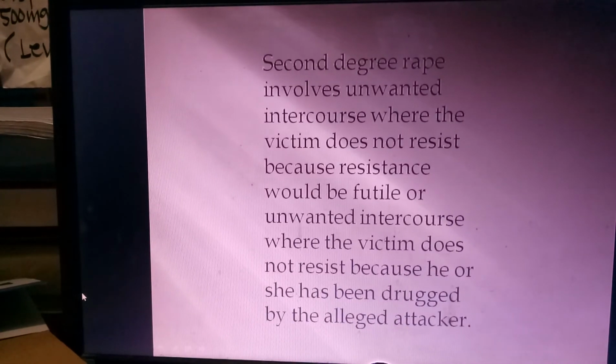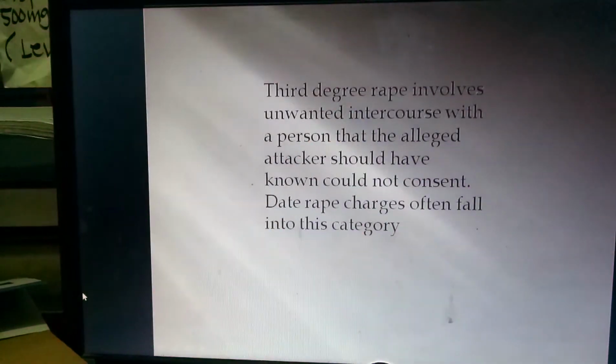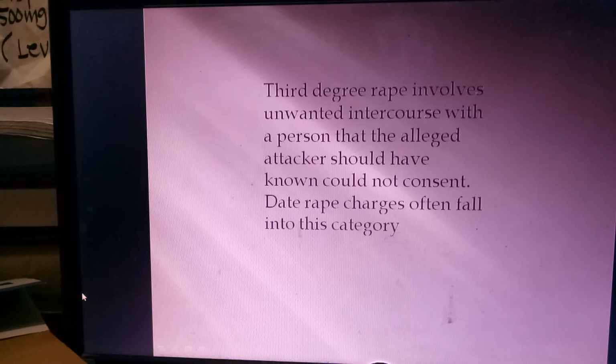Second degree rape involves unwanted intercourse where the victim does not resist because resistance would be futile, or unwanted intercourse where the victim does not resist because he or she has been drugged by the alleged attacker. Third degree rape involves unwanted intercourse with a person that the alleged attacker should have known could not consent. Date rape charges often fall into this category.